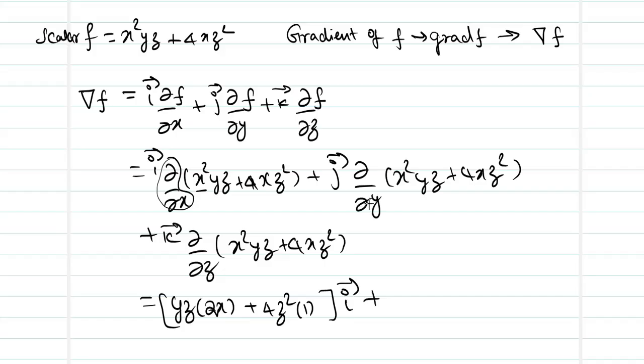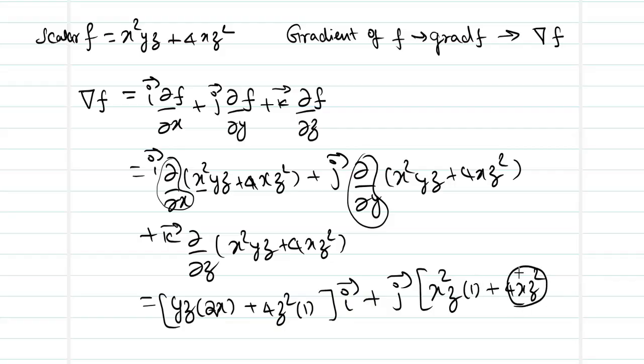What is the next one? With respect to j, you have to differentiate partially with respect to which variable? y. So what is the role of x and z? They are going to be constant. So x square z is kept as constant, y on differentiation is equal to 1. And next comes your 4xz square, but this is entirely a constant, you don't find a y. What is a constant on differentiation with respect to y? This will become 0.